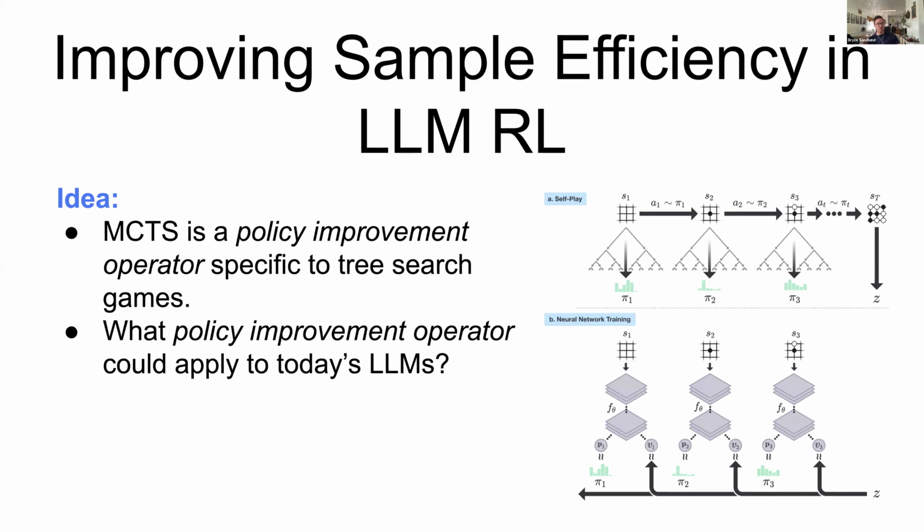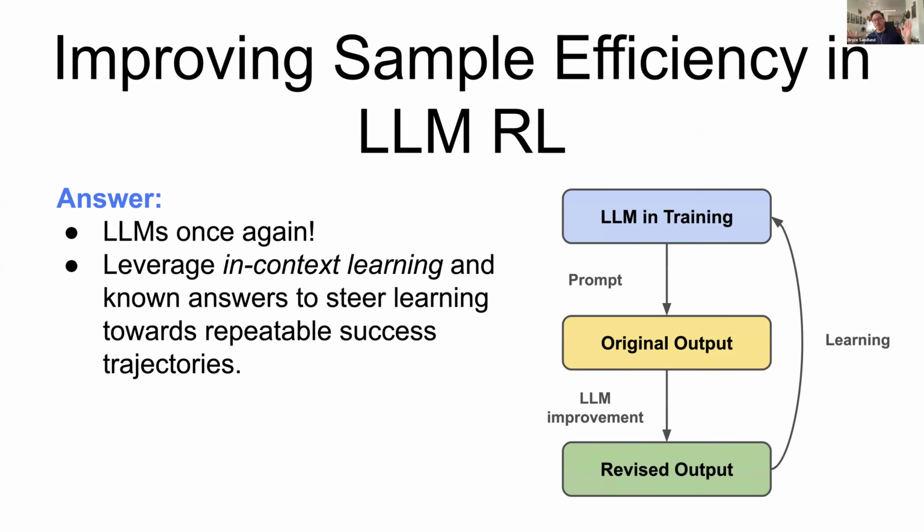Now, this is very specific to tree search games and was the leading paradigm prior to combining it with neural networks. So the question I'm thinking of is, what policy improvement operator can you apply to today's large language models? One proposed answer is to use LLMs once again. And we're already doing this with synthetic data, right?